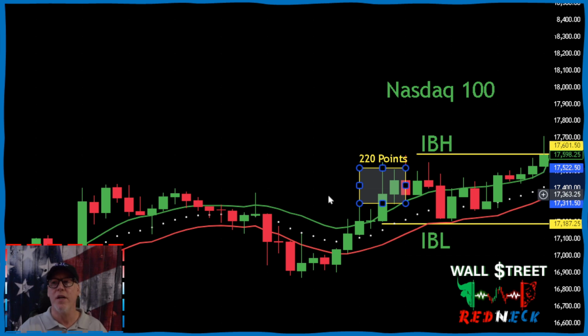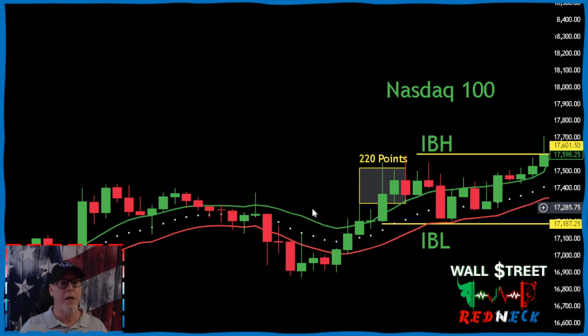And what's the reason I drew a box around that candle? The reason behind it is the VIX is high. How much are these candles moving? What can I afford to leverage on a trade in these candles? Look at this, 220 points.